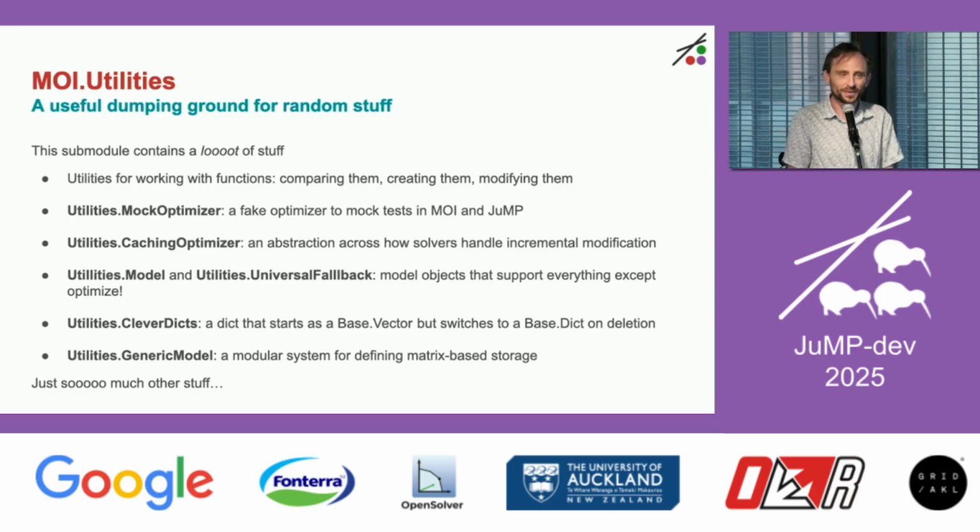And then the last thing is this generic model thing. Many solvers have a matrix view of the problem, whereas MOI is really a row-based or constraint-based view of the problem. So there's a way that you can turn a set of affine constraints into a sparse constraint matrix that's pretty much of the form that, say, CLP or CBC or SCS need.